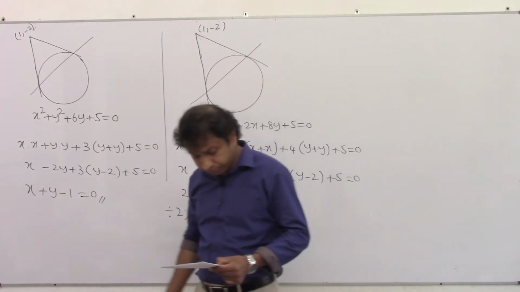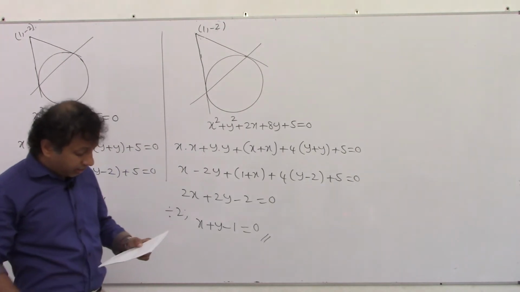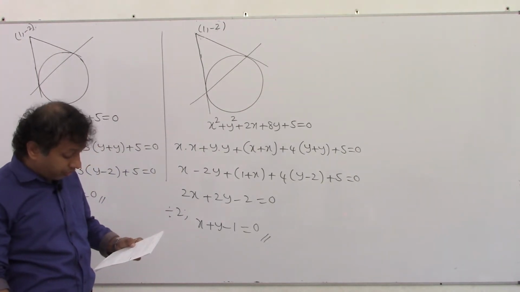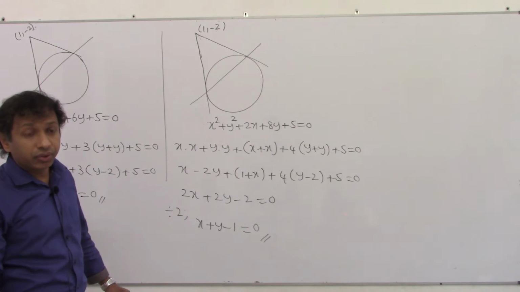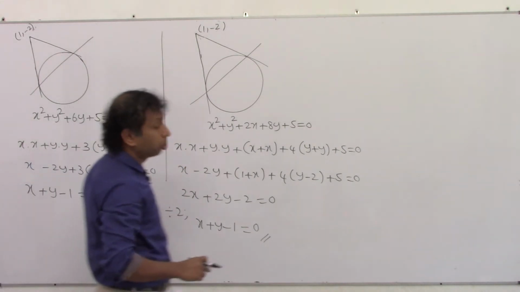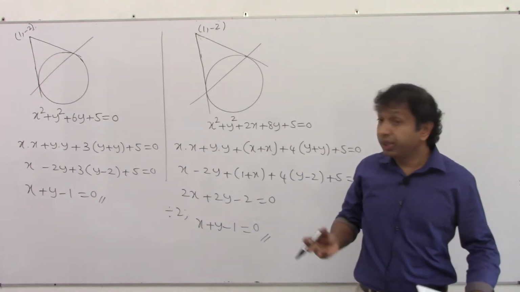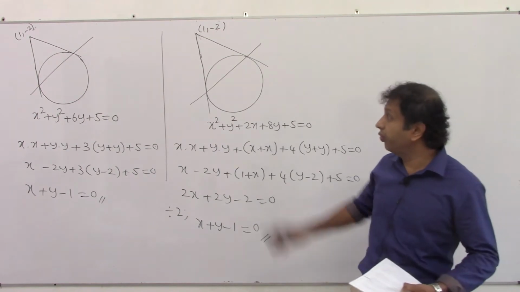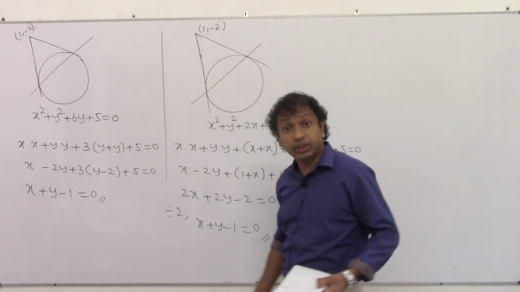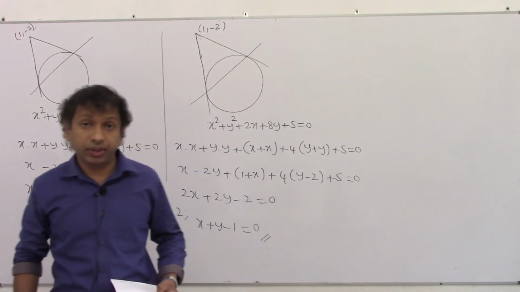What's the next one asking? Show also that there exists another point such that the chords of contact of the above circles coincide. Another point. So not only this (1, -2), there is another point from which, when we draw tangents and find the chord of contact for these two circles, those chords of contact will coincide.